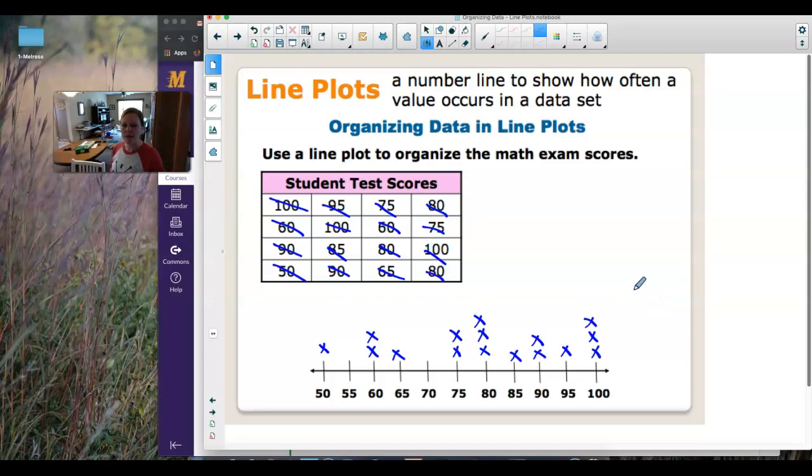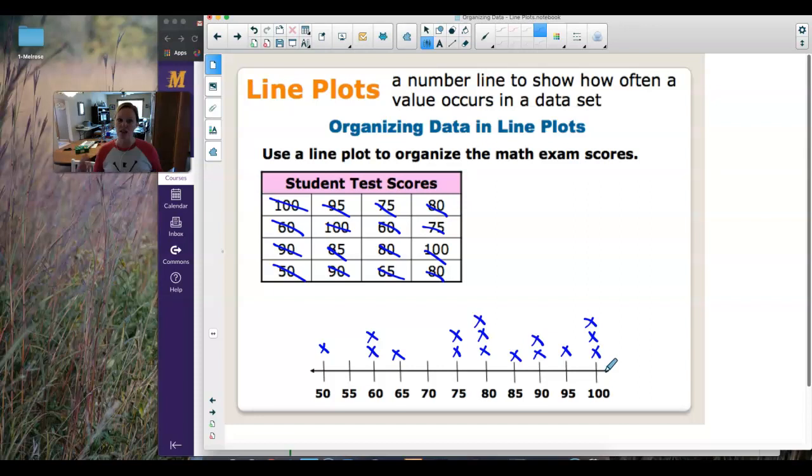That makes the data much easier to read, and then we can also answer questions like maybe somebody asked you, what's the highest test score? And it's very easy to tell that 100 is the highest test score. Or what's the lowest test score? And you could very easily tell somebody that the lowest test score is 50. Or maybe they asked what test score occurred the most often, and you would say, well, 80 had 3 people, and 3 people also had a score of 100. So it's easy to tell that.